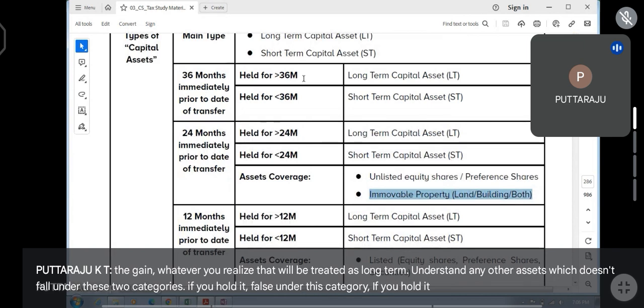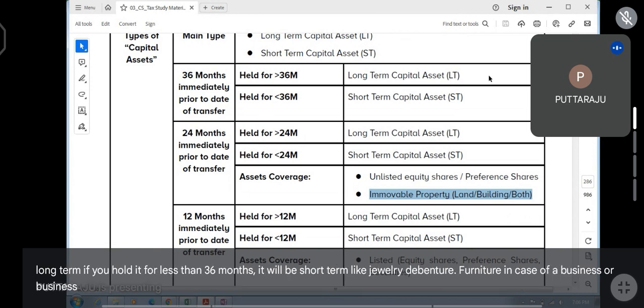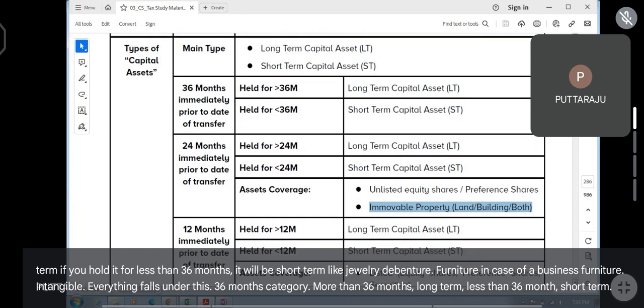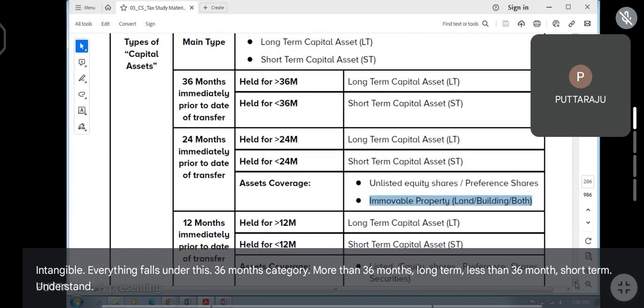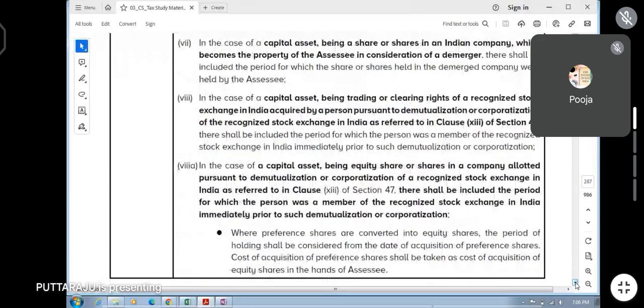Any other assets which don't fall under these two categories fall under this category. If you hold it for more than 36 months, it will be long term. If you hold it for less than 36 months, it will be short term, like jewelry, debenture, furniture in case of a business, intangibles. Everything falls under this 36 months category. More than 36 months long term, less than 36 months short term. Understood? Yes, sir.